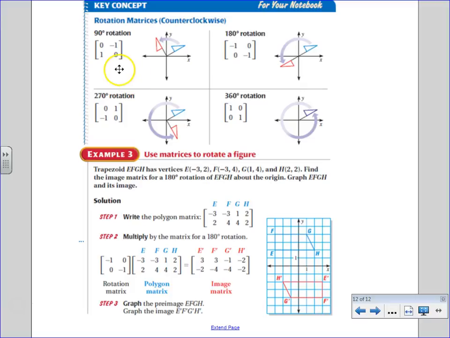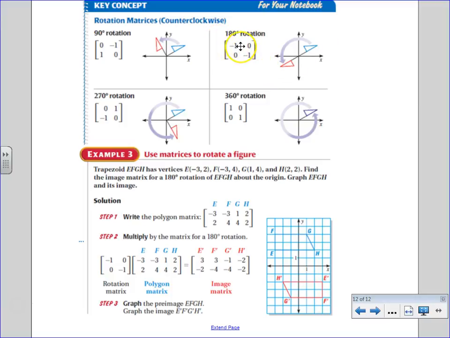So the 90-degree rotation, 180, the 270, and the 360. We can discuss how these work later on, but let's just apply the rules as we go through it today. So first of all, we take our polygon, FEGH, and we make that into a matrix. And if we're going to rotate it 180 degrees, we know that the x's and y's become opposites.